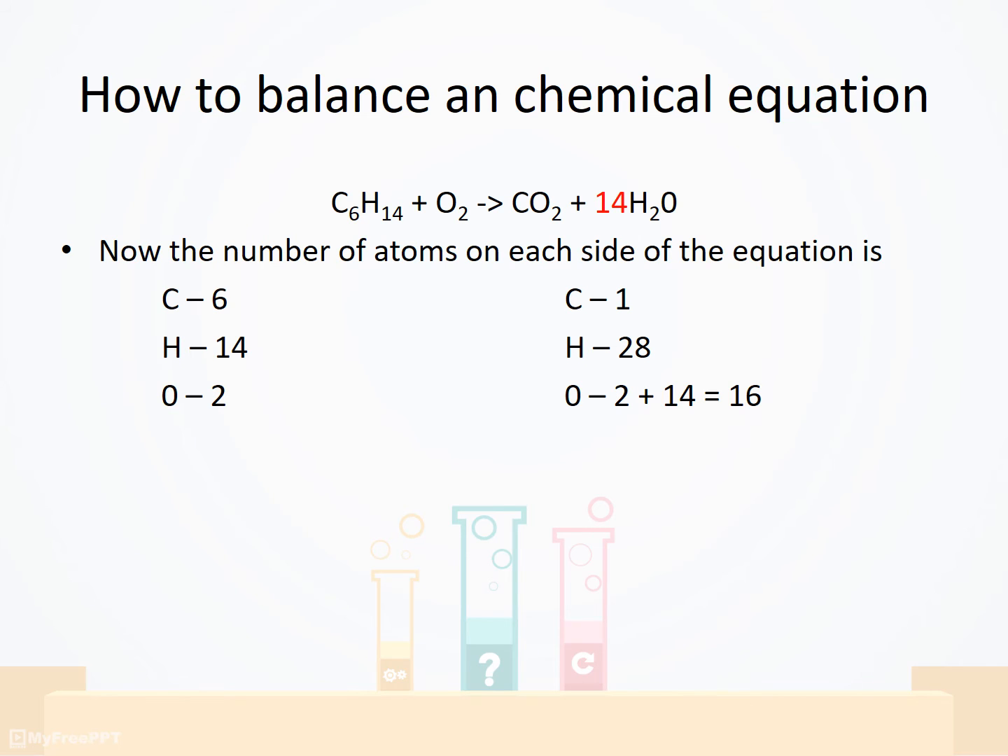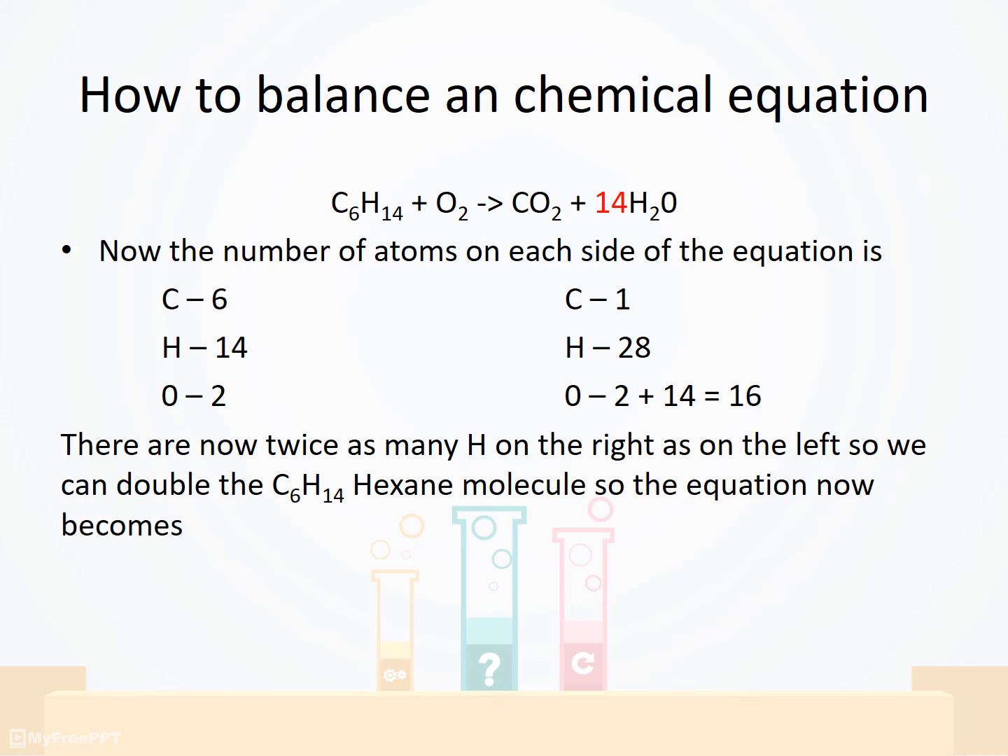Okay, so how do we do this? Well, now there's twice as many hydrogens on the right as the left. So what we could do is double the amount of hexane, put a 2 in front, and if we do that, the equation now becomes 2 hexanes plus oxygen gives carbon plus 14 waters.